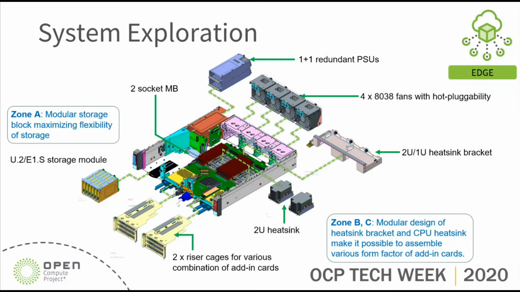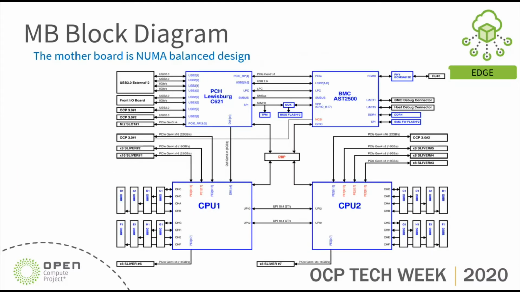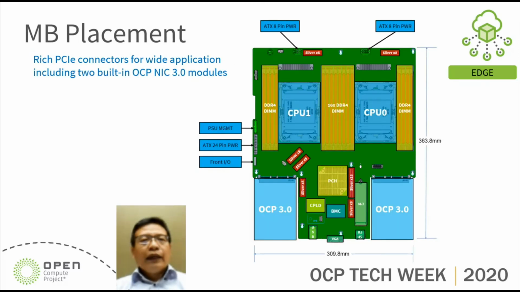In the front end side, we will have two kinds of riser cages for various combinations of PCIe add-in cards in zone B and zone C. And here we talk about the motherboard block diagram. Basically, the motherboard is a very NUMA balanced design with balanced PCIe and balanced I/O signals shared by both CPU1 and CPU2. And this motherboard is designed with a BMC management chipset, ASPEED 2500. Yeah, here's the motherboard placement.